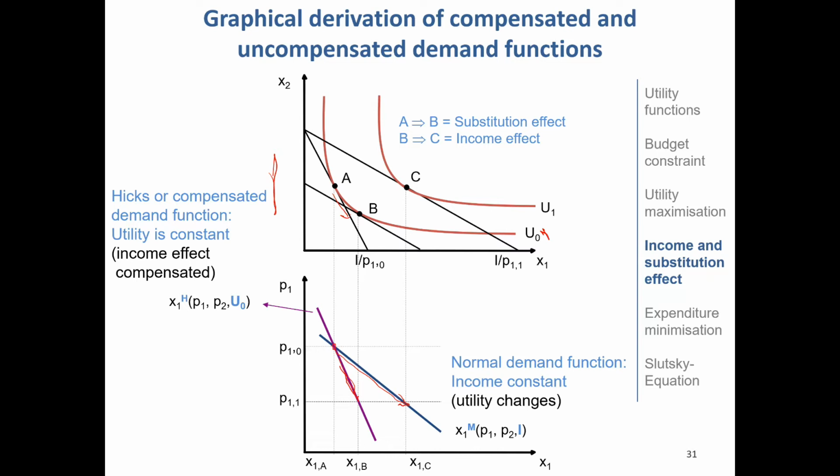And so it is compensated because we don't let the individual move from B to C. To do that, we have to pay him, or we have to take some income from him, right? So in that sense, the income effect is already compensated because there's no movement from B to C, which represents the income effect. So again, that's why we're interested in expenditure minimization.